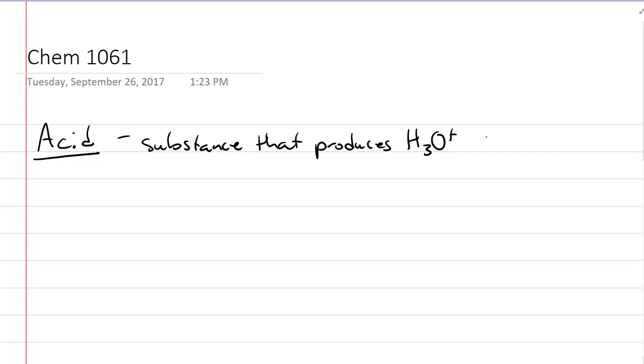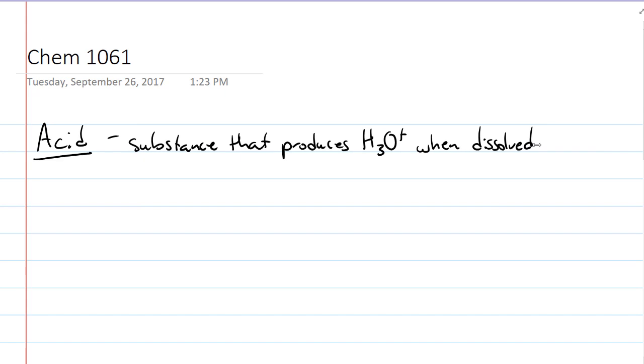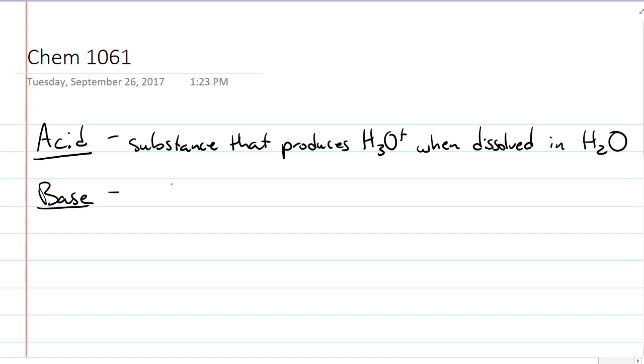First of all, we define an acid as being a substance that produces H3O positive when dissolved in water. And it looks like I need to squish this down a bit. This is where a tablet PC is really nice. And we say that a base is a substance that produces OH negative when dissolved in water.